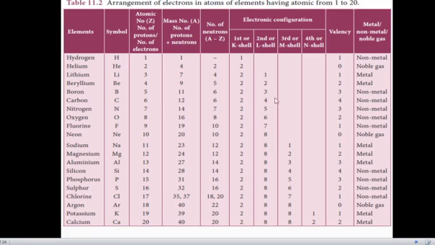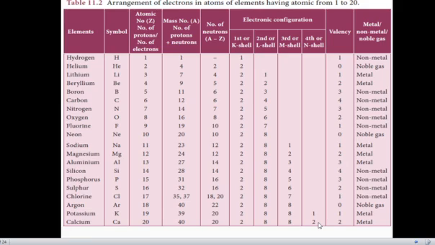For example, hydrogen, helium, sodium, potassium all have a single electron in the outermost cell, so the valency is the same. What about beryllium 2+? Similarly magnesium 2+, calcium 2+. So these elements possess the same properties. Based on that we can classify the elements into metals and non-metals.